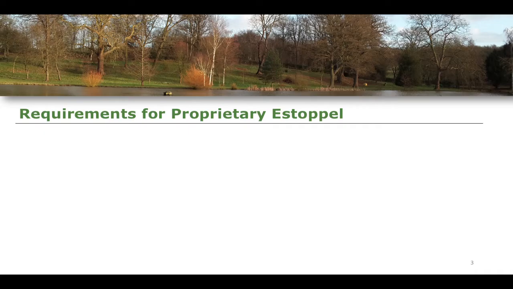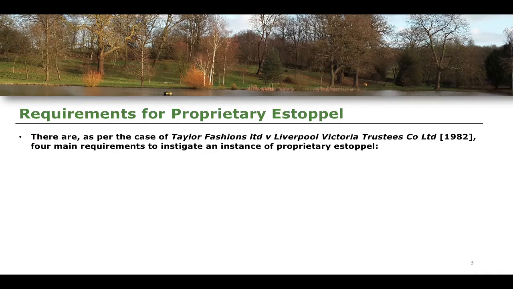So, fundamentally, the requirements for proprietary estoppel are established in the case of Taylor Fashions Limited versus Liverpool Victoria Trustees Corporation Limited. This is a case from 1982, and they illustrate in this case that there are 4 main requirements that are necessary to instigate an instance of proprietary estoppel. There has to firstly be an assurance by the landowner. Secondly, there has to be a reliance on that assurance.